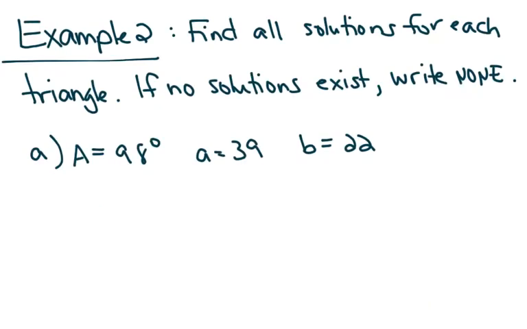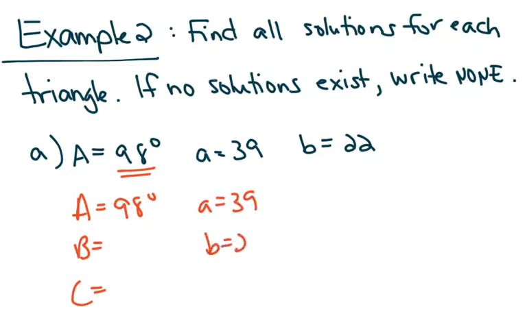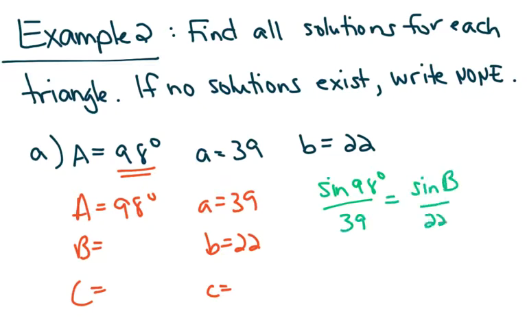Example 2, find all the solutions for each triangle. If no solution exists, write none. So here in part A, remember I said if you start with an angle, if I give you an angle that is bigger than 90, right away it's either going to be one solution or no solution. So I'm going to set up my chart. I'm going to put in my givens. I'm going to notice that the first thing I have to find is angle B. There's no other choice. So the sine of 98 over 39 is equal to the sine of B over 22.